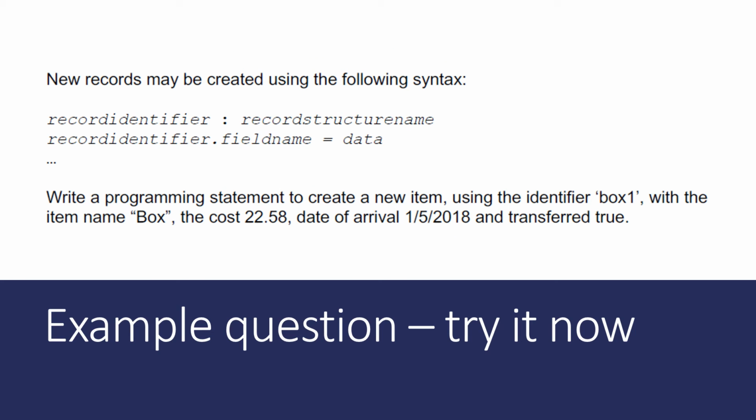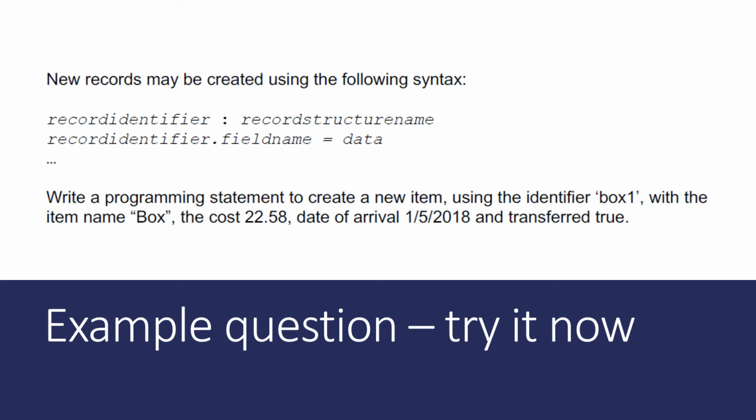And here's another example question. Once again, they've given us a template for what our answer must look like. New records may be created using the following syntax: the name of the record identifier, a colon, and the name of the record structure name. And then for each of the fields, the record identifier, for instance, box 1, a full stop, and the name of the field. We've already defined the field names in our previous question. Then an equal sign and the data.